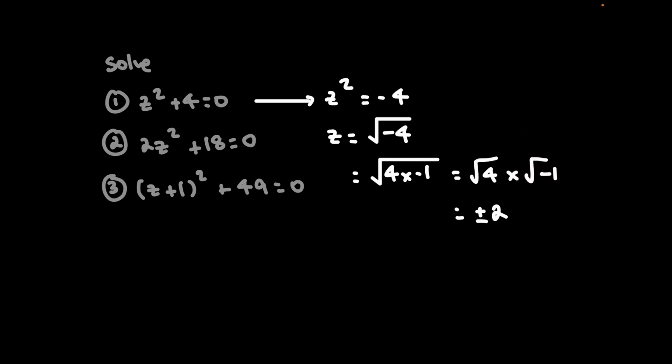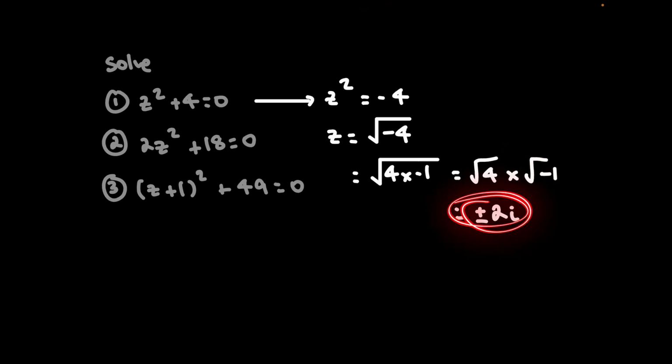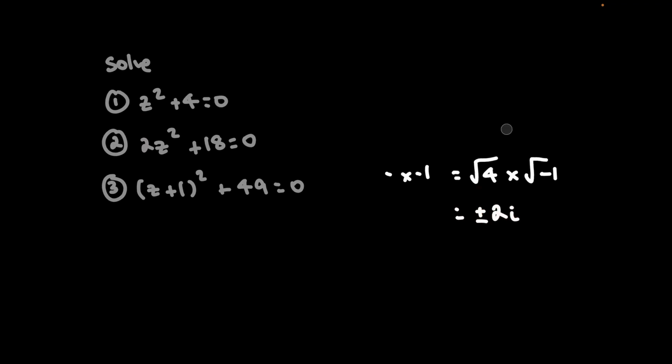And the square root of negative 1, that's really just the same as i, because this is our imaginary number. Okay, i is the same as the square root of negative 1. So now the solutions to this equation which work are plus or minus 2i. So let's have a look at the next question. The next question is 2z squared plus 18 equals 0.